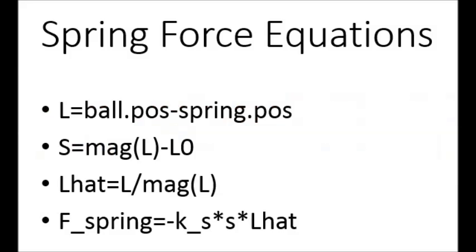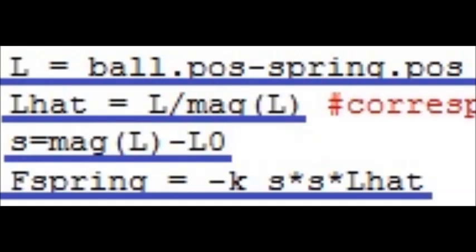Then we find the spring force using the equation spring force equals negative 1 times the spring constant times s times L hat. S is the compression of the spring, which is the magnitude of the length of the spring minus the relaxed length of the spring. The length of the spring is the position of the object minus the attachment point of the spring, 0, 0, 0. L hat is just the unit vector of the length of the spring, which is L divided by the magnitude of L. Here are the equations in the code.